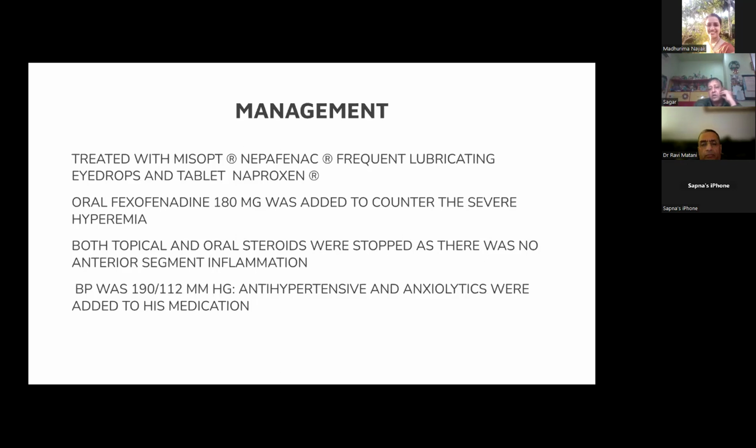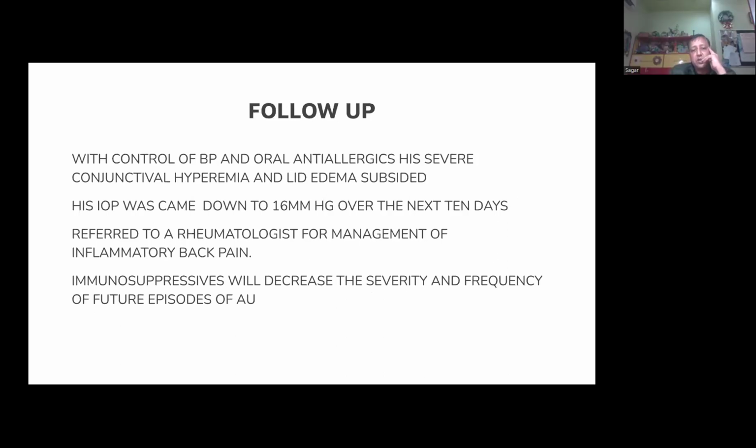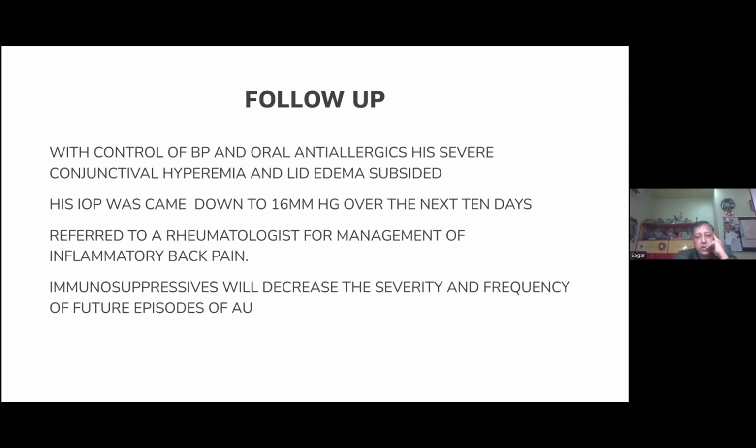So I did a lot of counseling. I almost spent 30 minutes counseling him about antihypertensives and anxiolytics. And eventually his pressures came down to 16 millimeters of mercury on just Mysopt, which is dorzolamide and timolol. And his lid edema and conjunctival hyperemia also subsided. And then I referred him to a rheumatologist because he has this inflammatory back pain. So likely he has HLA-B27 related anterior uveitis. And so that's it about this case.